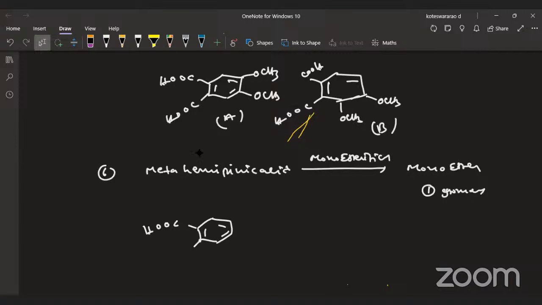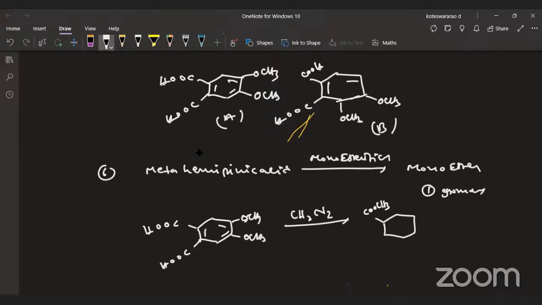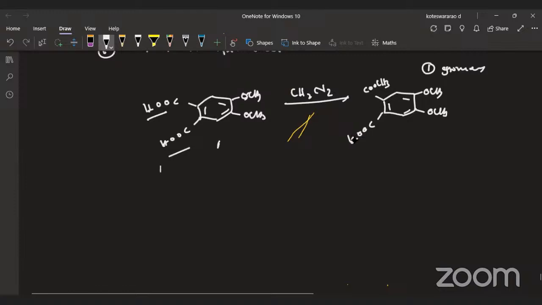Whenever we conduct monomethylation, it is treated with one equivalent of diazomethane. Then it leads to the formation of the monoester, COOCH3 and COOH. You substitute any carboxylic acid, the product is the same. You esterify this carboxylic acid or that carboxylic acid, it gives the same product. Only one product will be generated. This is structure A.